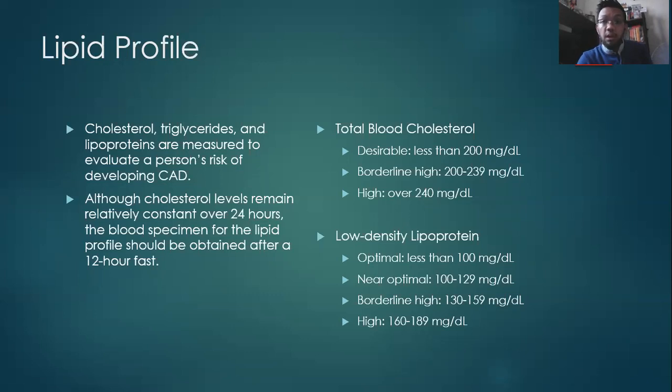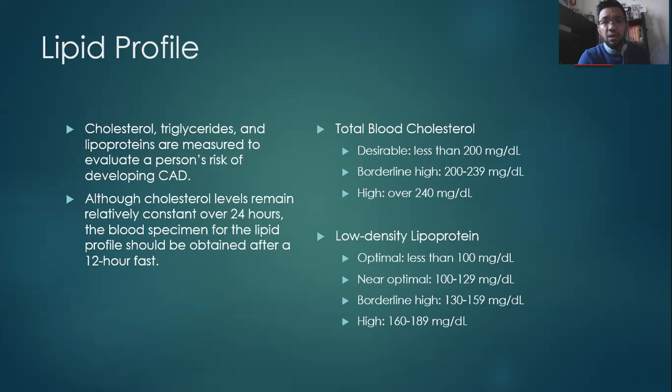And we have the normal levels here for the total blood cholesterol. Desirable, it should be less than 200 milligrams per deciliter. While if you are borderline high, you will have a blood cholesterol of 200 to 239 milligrams per deciliter. If it's over 240 milligrams per deciliter, then you have a high total blood cholesterol.